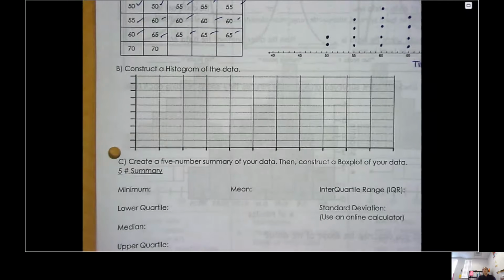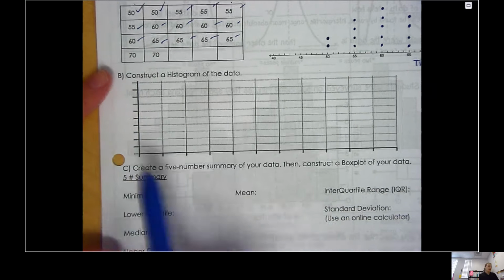Okay, letter B is a histogram of the data. Does anybody in here know what a histogram looks like? Isn't that like a bar graph? It's kind of like a bar graph, yep. So the graph of the data is in bars, but instead of plotting each one individually, what you do is you count how many of each type that you have.